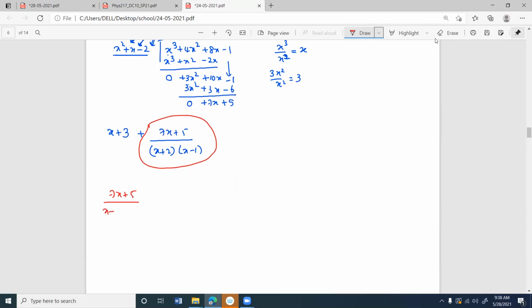And write 7x plus 5 over x plus 2 times x minus 1 equals a over x plus 2 plus b over x minus 1. If you do the simplification, you can write 7x plus 5 equals a times x minus 1 plus b times x plus 2.